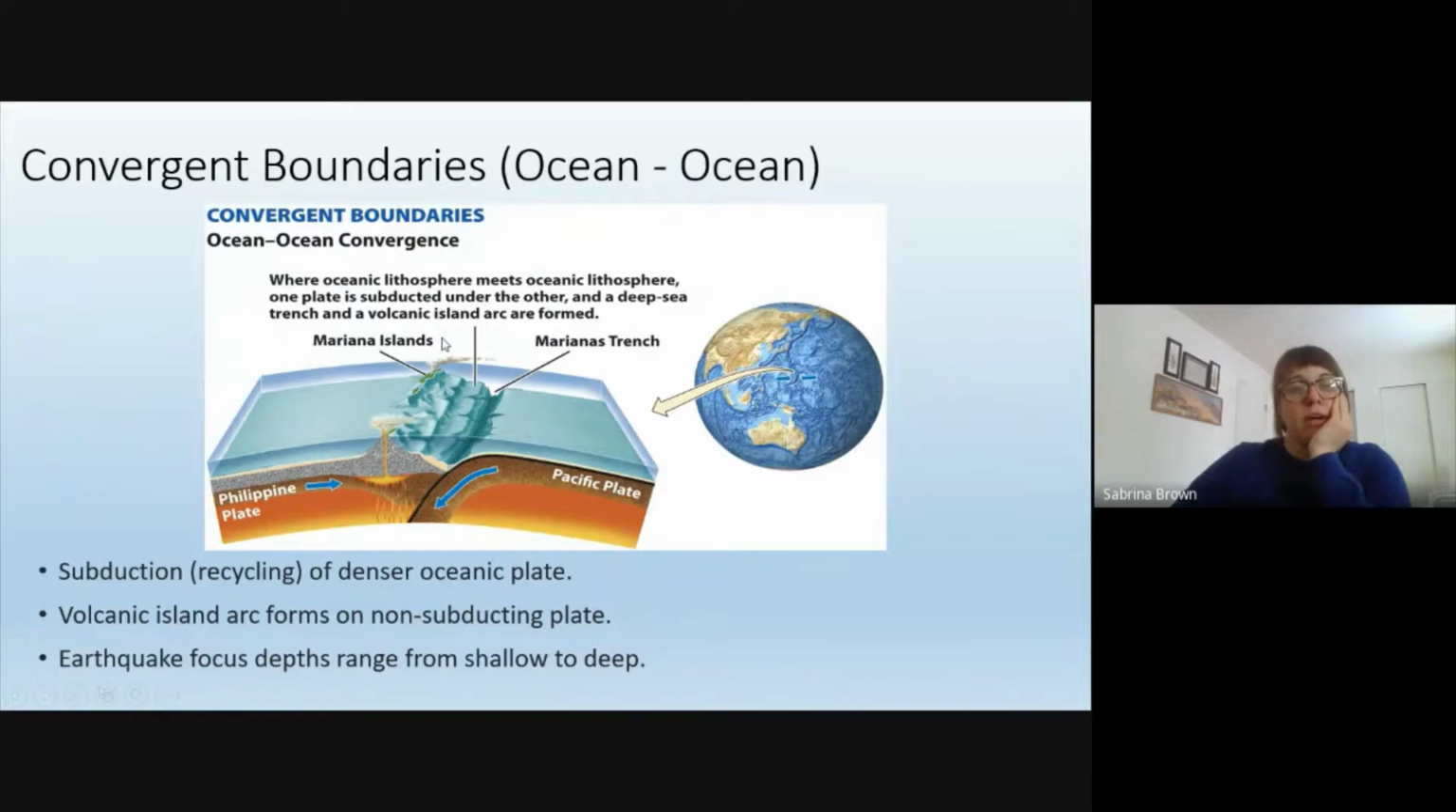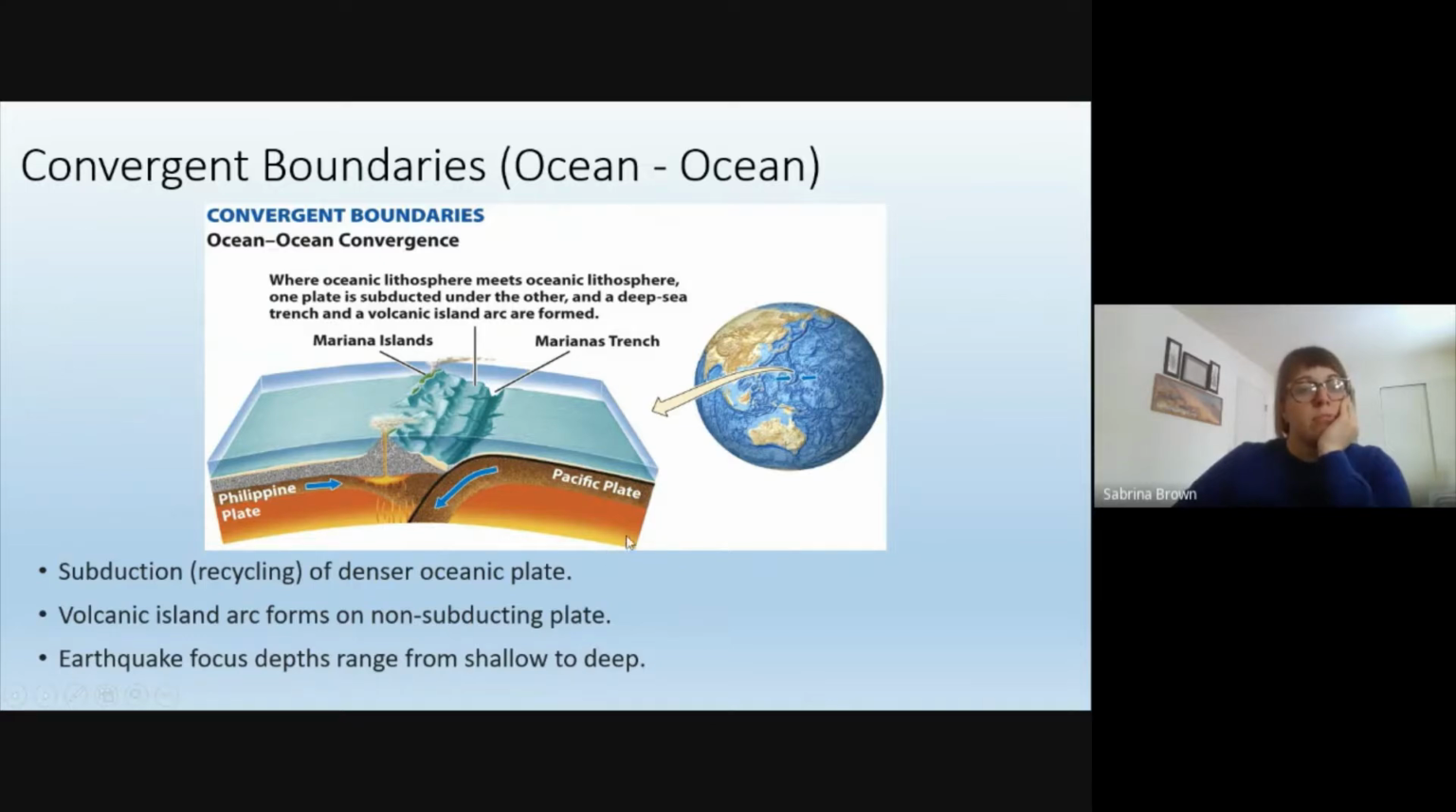So here's an example of ocean-ocean convergence where we have the Pacific plate and the Philippine plate coming together. The Pacific plate is more dense, so it subducts. On our subducting plate, we create the Mariana Trench. And on our non-subducting plate, the Philippine plate, we create the volcanic island chain called the Mariana Islands. The Mariana Trench, by the way, is the deepest place on Earth.